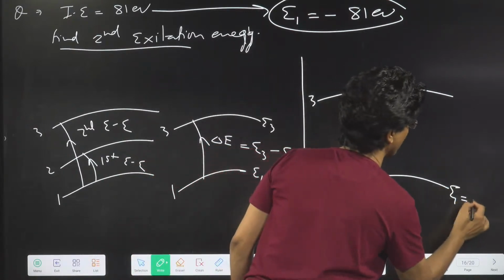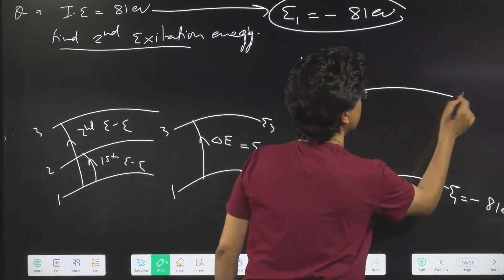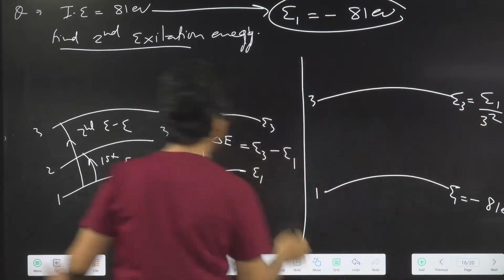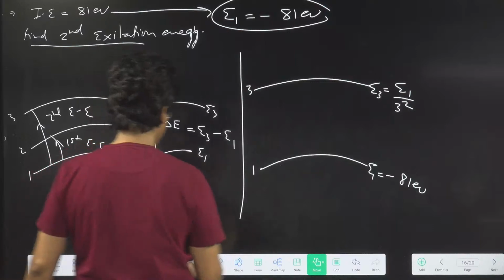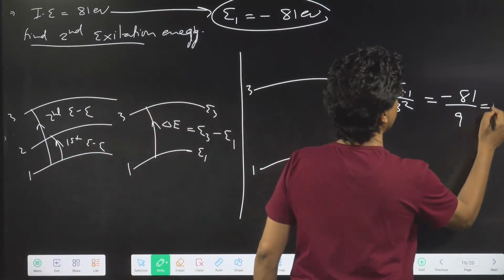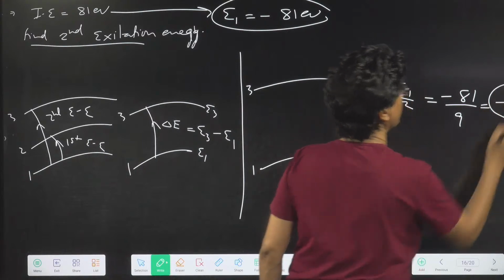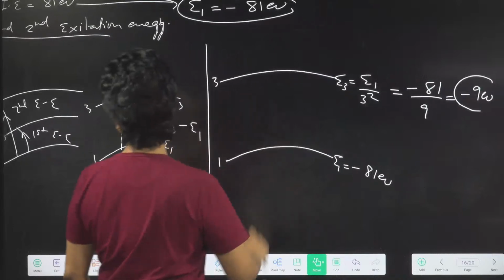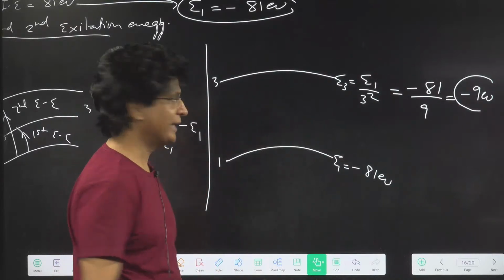So E1 is how much? Minus 81 electron volt. E3 will be how much? E1 upon 3 square. E1 upon 3 square, and that will be minus 81 upon 9, which is equal to minus 9 electron volt.